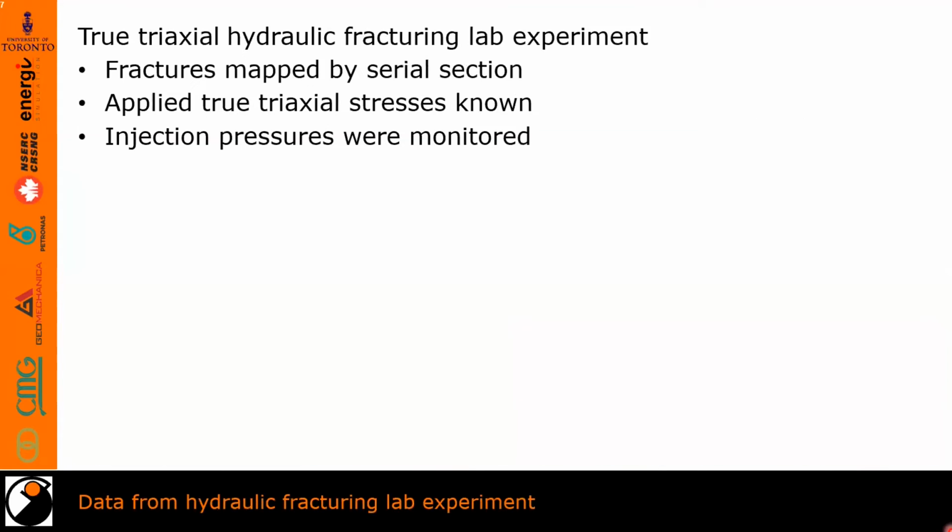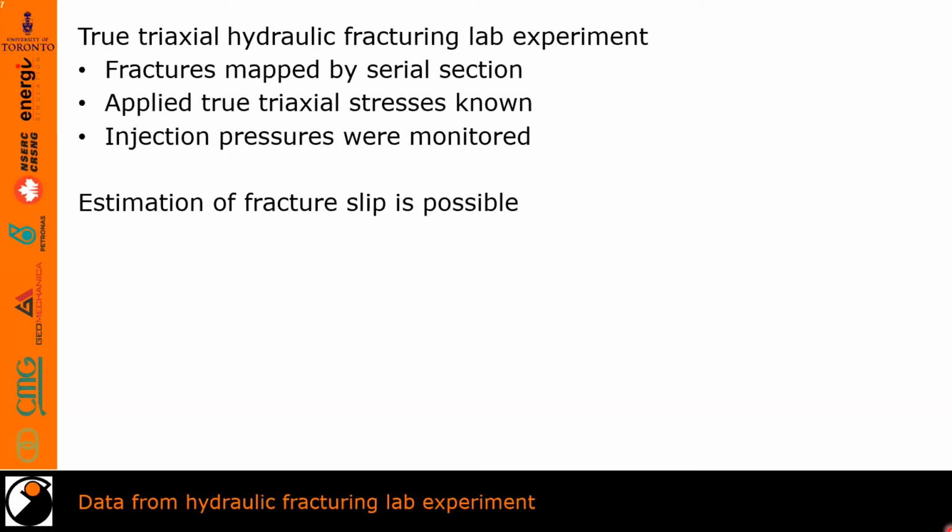To summarize, the data that we have obtained from this experiment are the fractures mapped by serial sectioning, the stress state applied to the sample, and the injection pressures experienced during the test. With this information, we can analytically estimate the fracture slip within the sample by using the fracture network and morphology to determine the mechanical behaviors of each individual fracture.